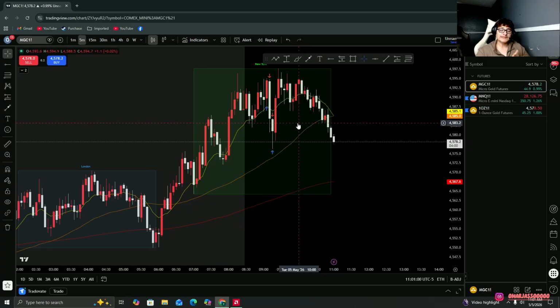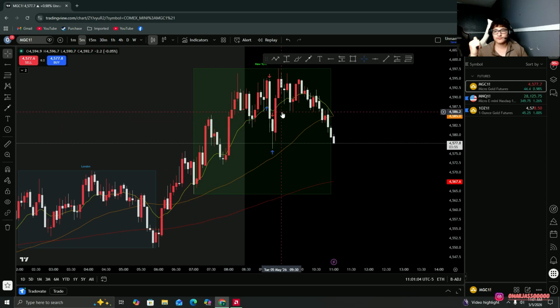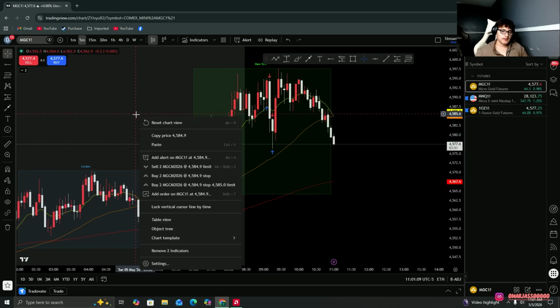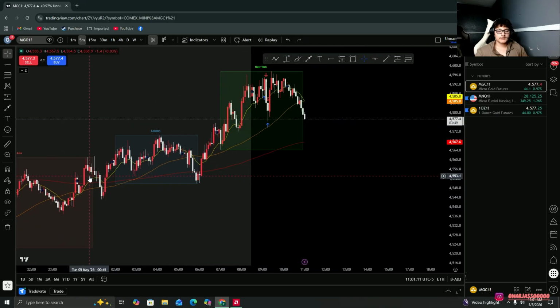But yeah, it was a very dumb mistake. As you guys can see, look at this candle, it literally stopped me out and then completed the trade that I was supposed to be in. All I can do, like I said, is just learn from it.